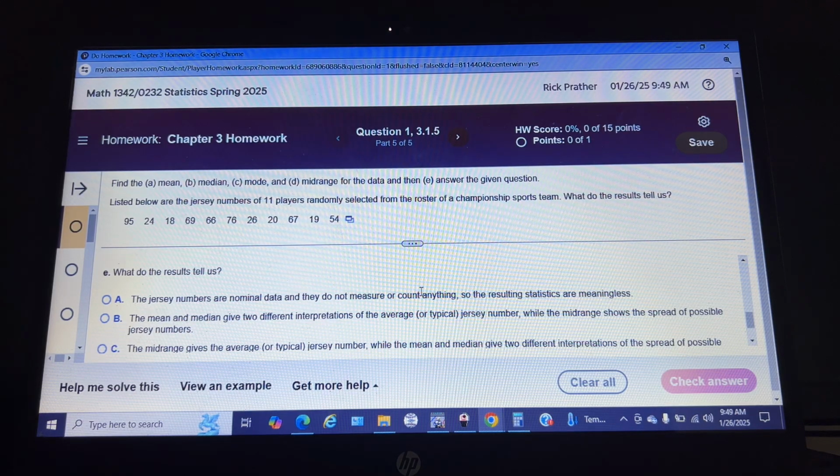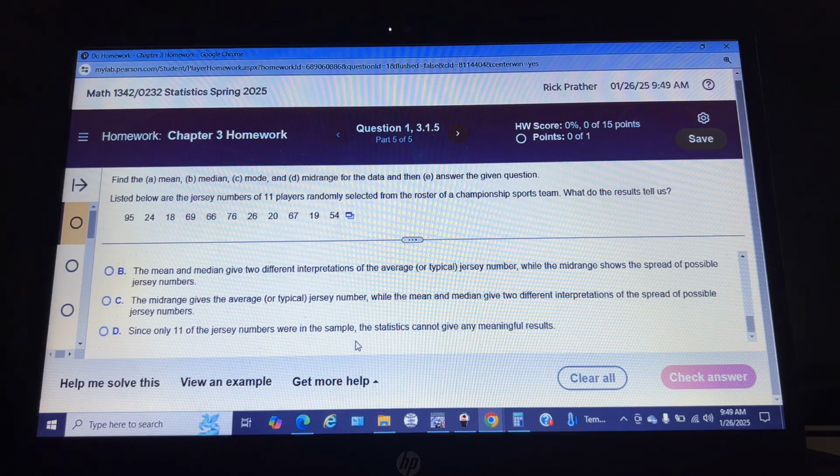But jersey numbers are actually nominal data, kind of like when we talked about phone numbers. They just identify somebody. So really, these are all meaningless calculations to do, the mean, median, maybe the mode's okay, but the other ones are meaningless calculations. So the jersey numbers are nominal and they do not measure or count anything, so the resulting statistics are meaningless.